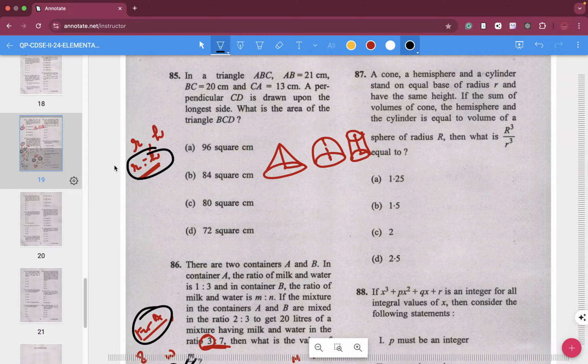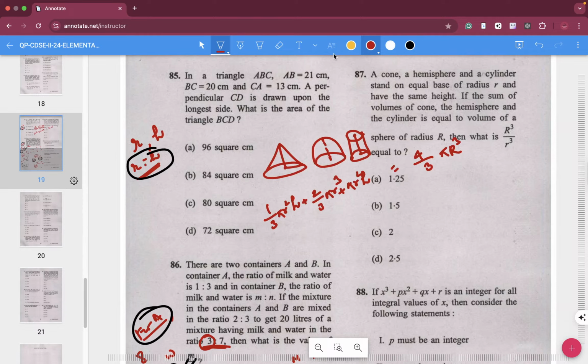So the sum of the volumes of the cone, what is the volume of the cone? 1 by 3 pi r square h, plus the hemisphere, 2 by 3 pi r cube, plus the cylinder, pi r square h, is equal to the volume of a sphere of radius r, which is 4 by 3 pi r cube. This is what they are saying.